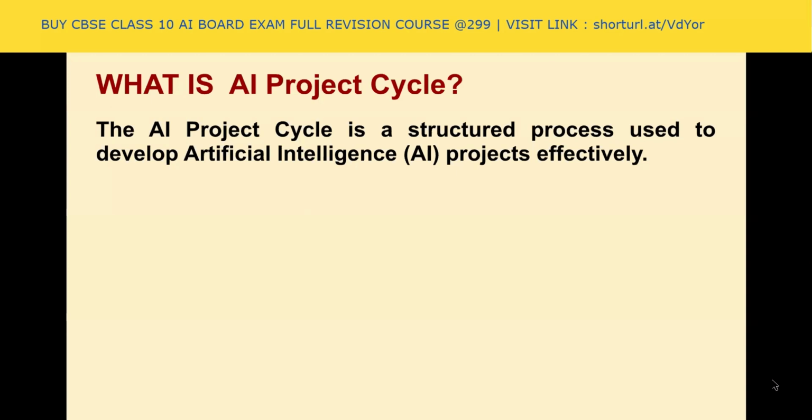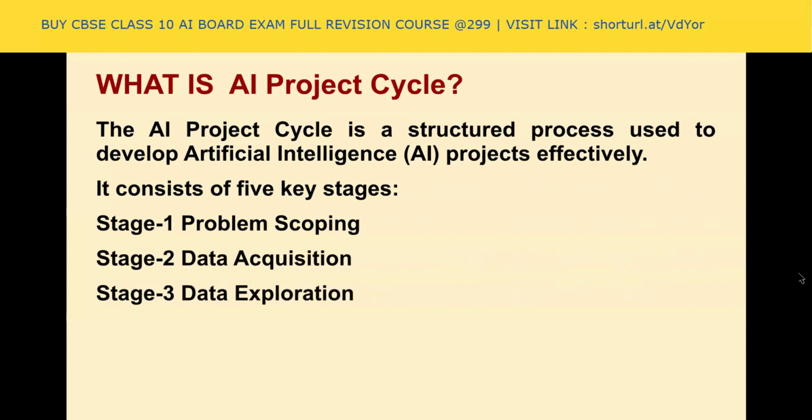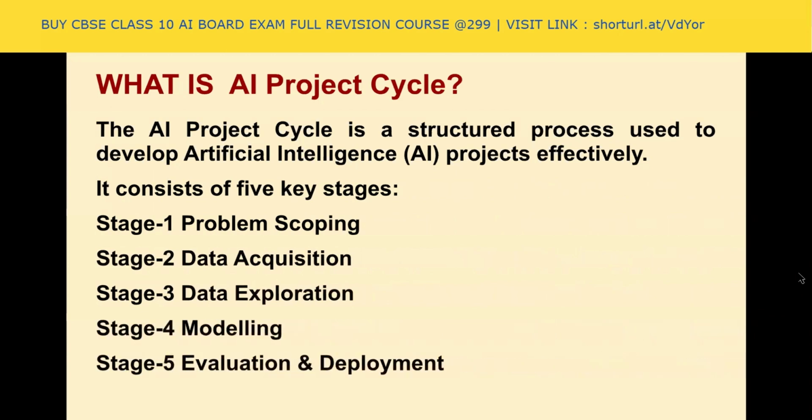So what are the main steps which are there? Basically, there are five key steps. The first one is problem scoping. Second one is data acquisition. Third one is data exploration. Fourth one is modeling, and fifth one is evaluation and deployment. So these are the five steps. One by one, if these steps are followed, you will be able to develop a project which you can use for real life application.